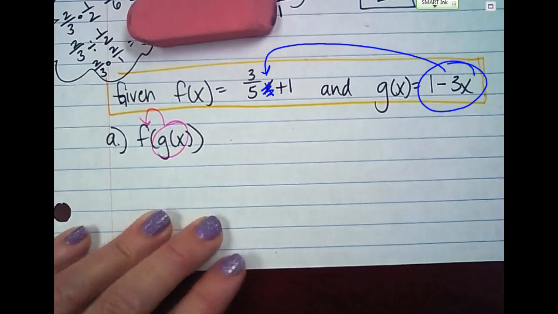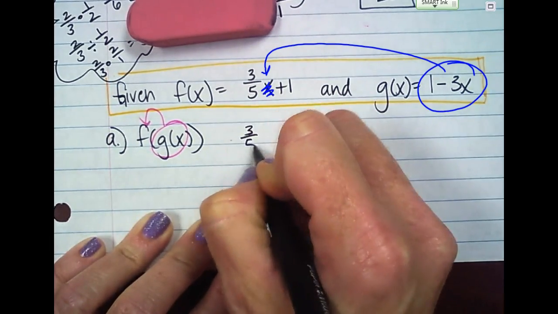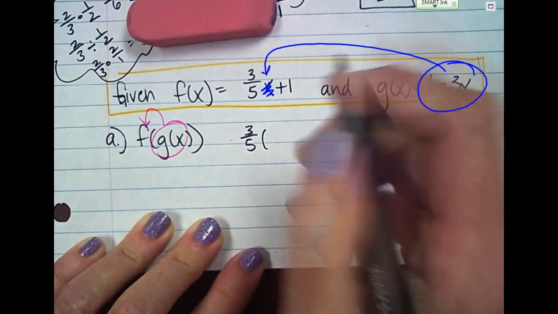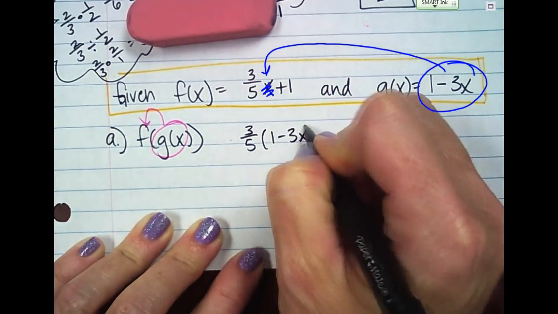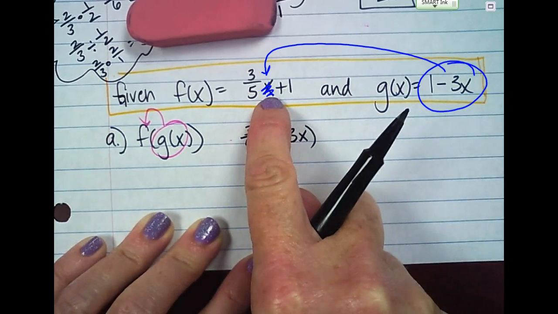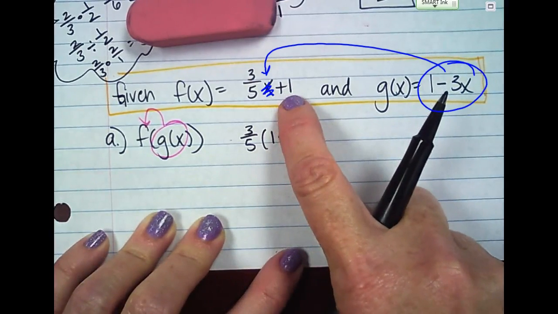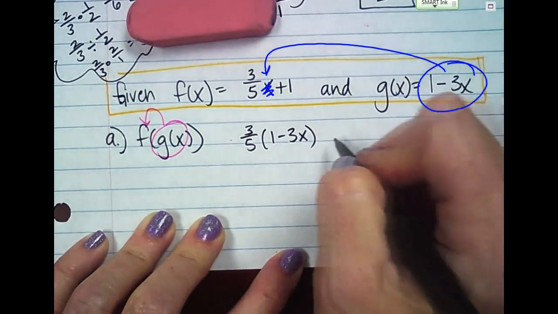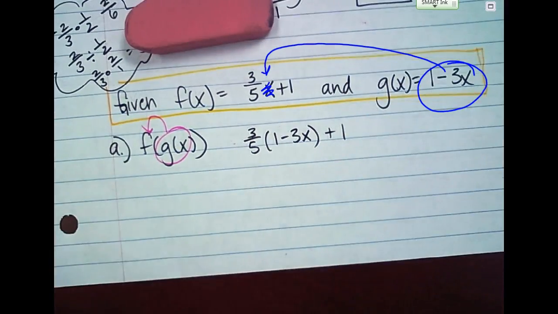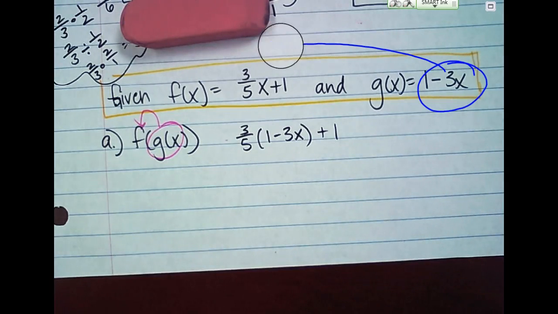So if we do that, we end up with 3/5 times all of x, which they call 1 minus 3x, don't they? We're putting this whole entire player in for x, the whole thing. But don't forget to do what? Is this guy still playing? Yeah, drop him down. Now try some distribution. How good are you at distributing the fractions? Give it a shot.